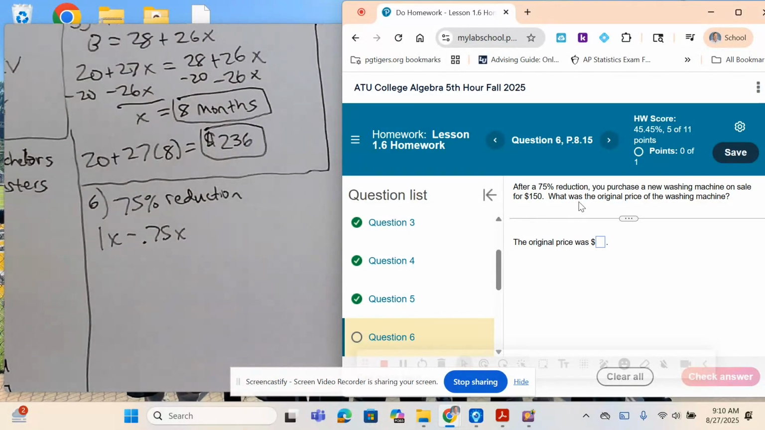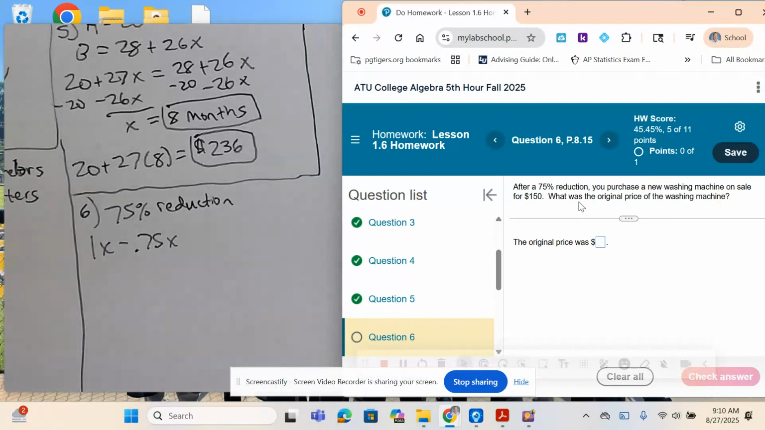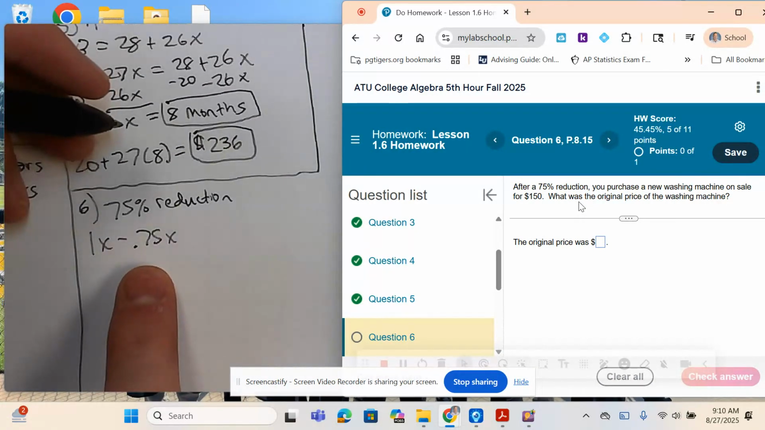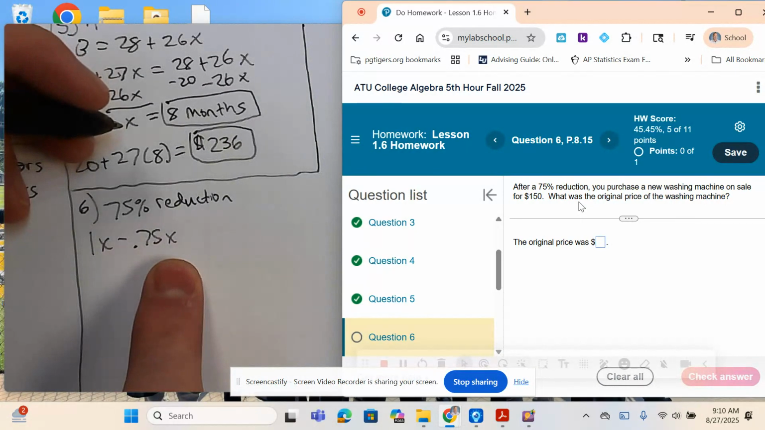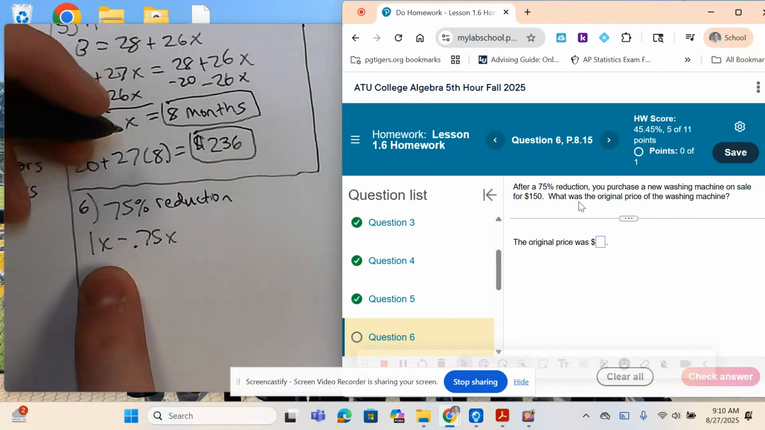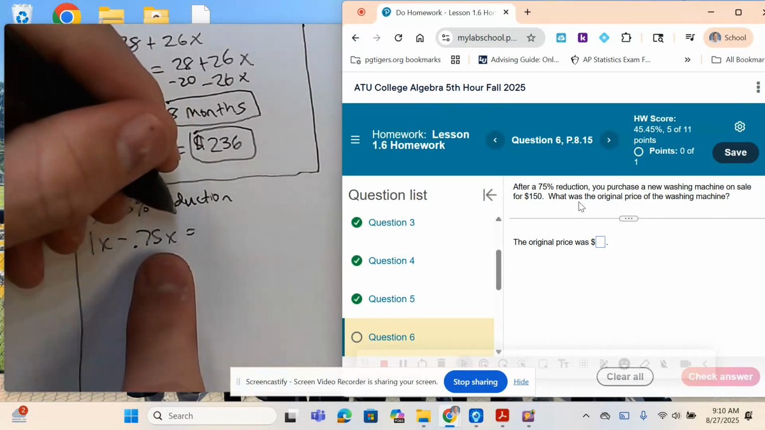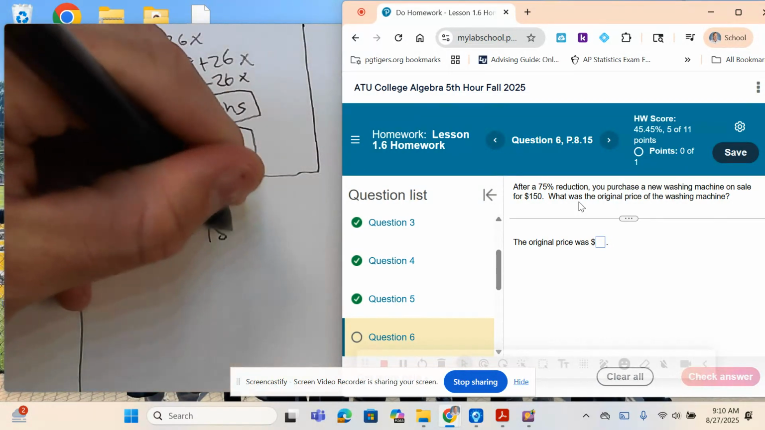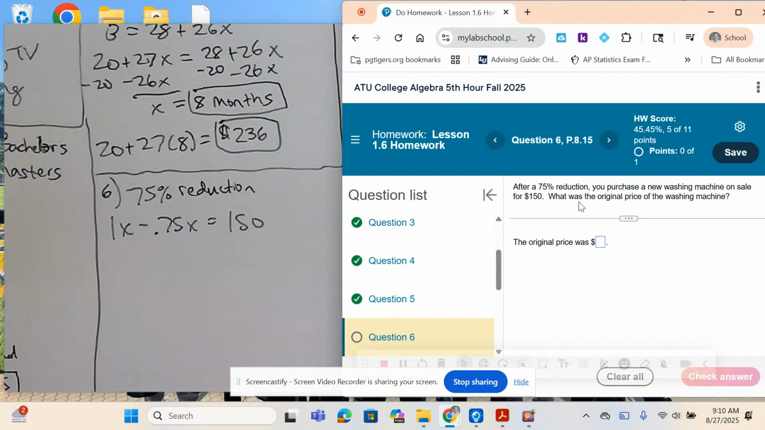There's more efficient ways to do this, honestly. So I subtracted the 75% reduction, which is 0.75 times the amount of the original price, from the 100% of the original price. And that's going to equal the price that I paid, $150. That is not the most efficient way necessarily. I kind of just followed the example I did in example 3 in the notes.